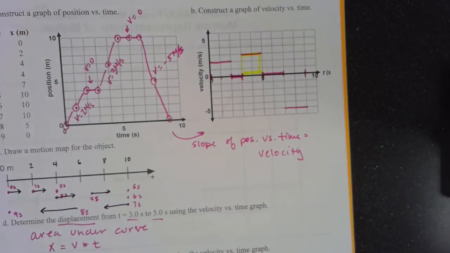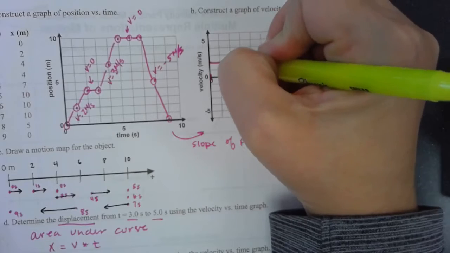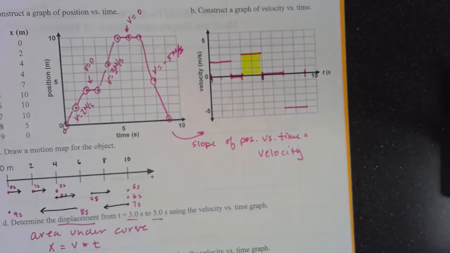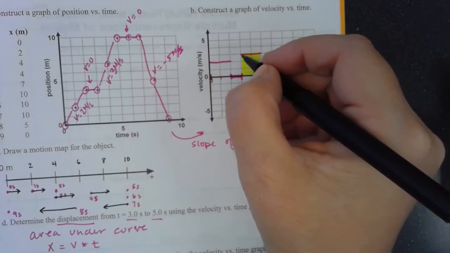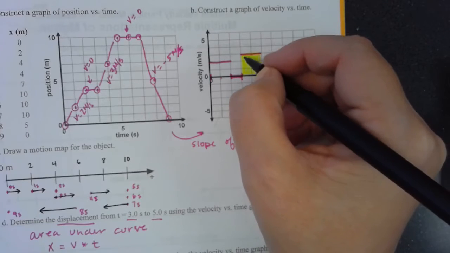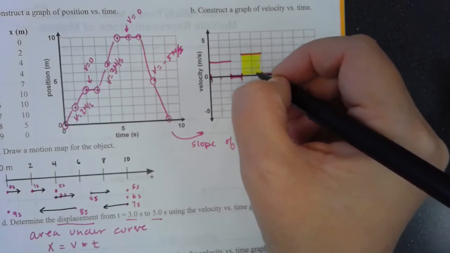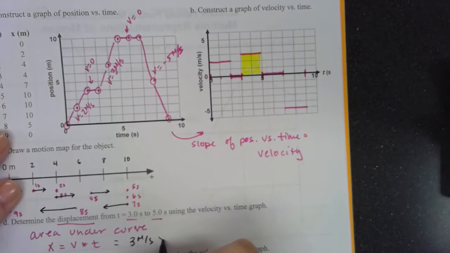I'll show up on screen for you guys. There we go. Excuse me. So for that box, we've got a velocity of 3 meters per second and a length of time of 2 seconds. So that's going to be 3 meters per second times 2 seconds equals 6 meters.